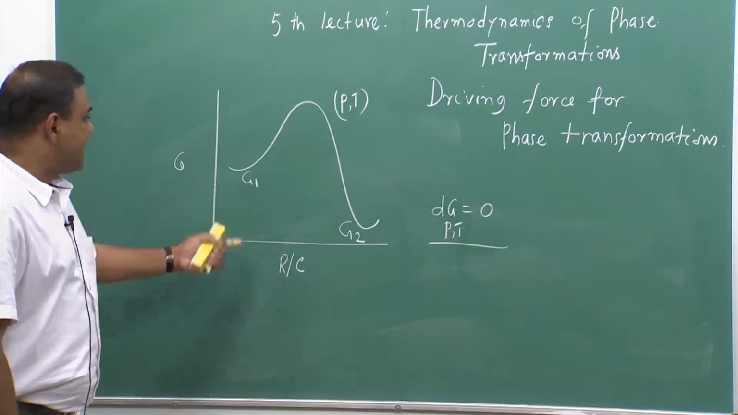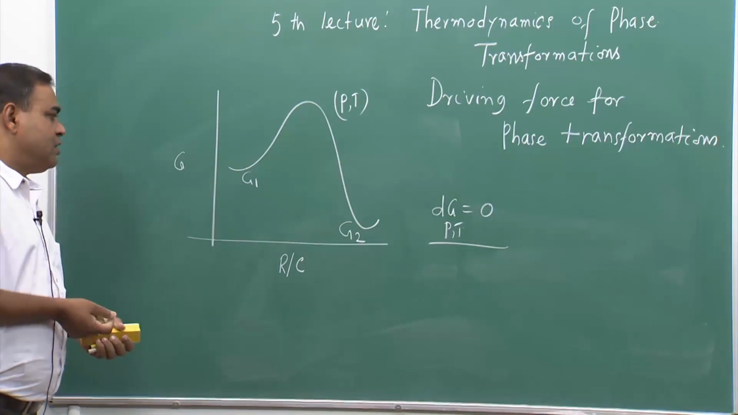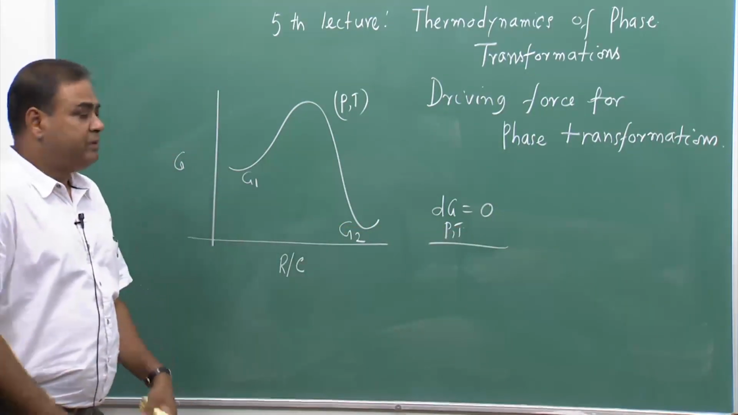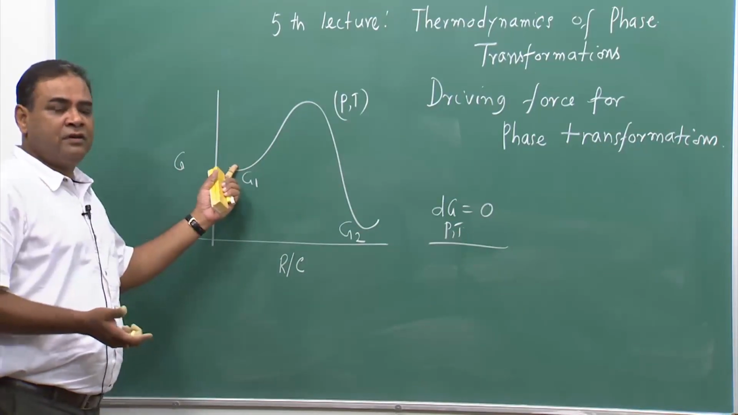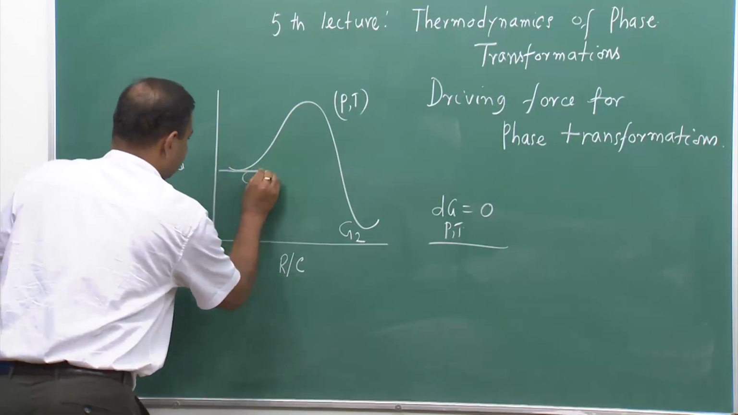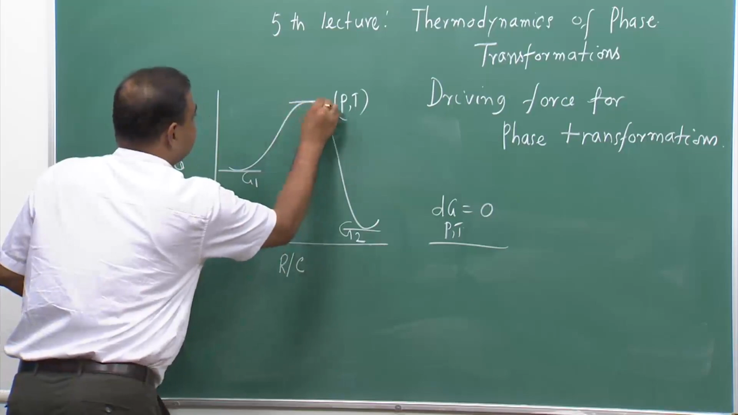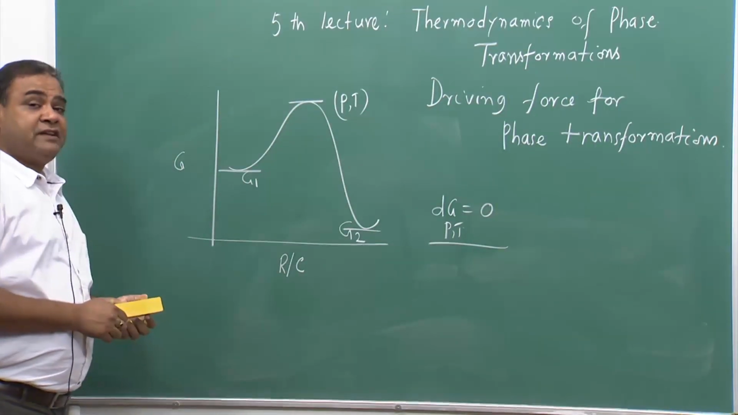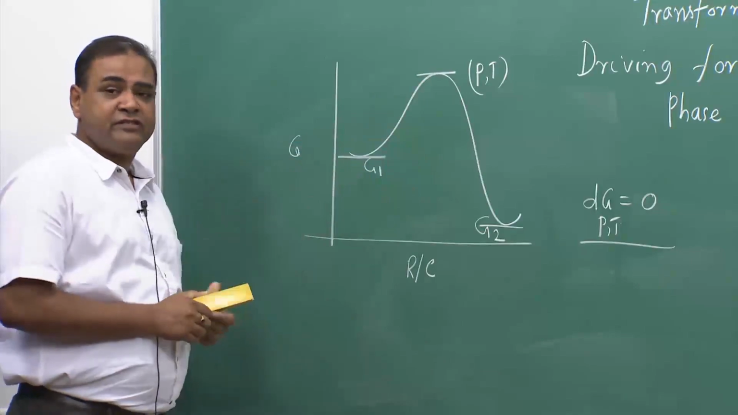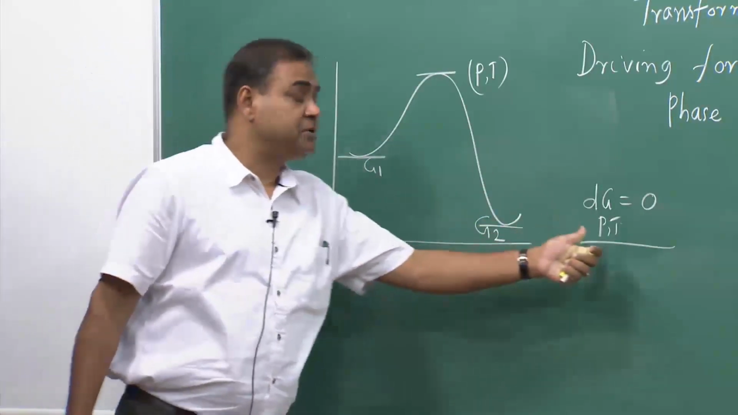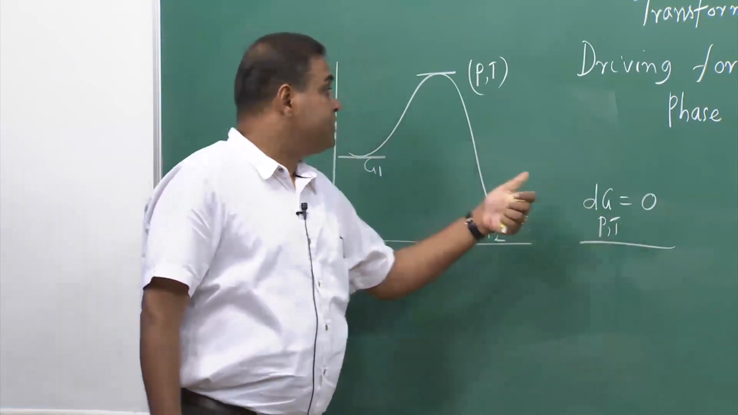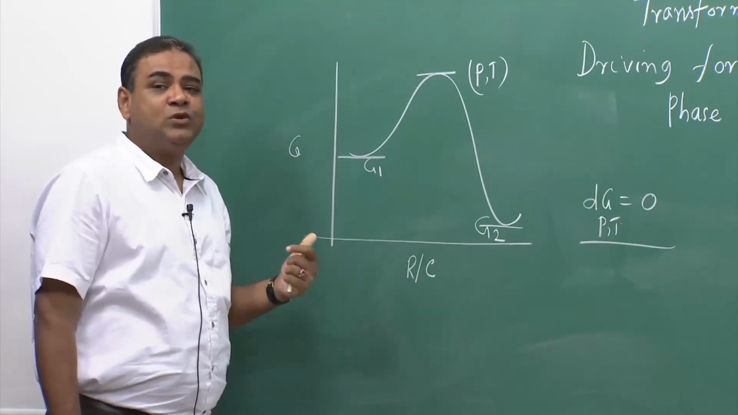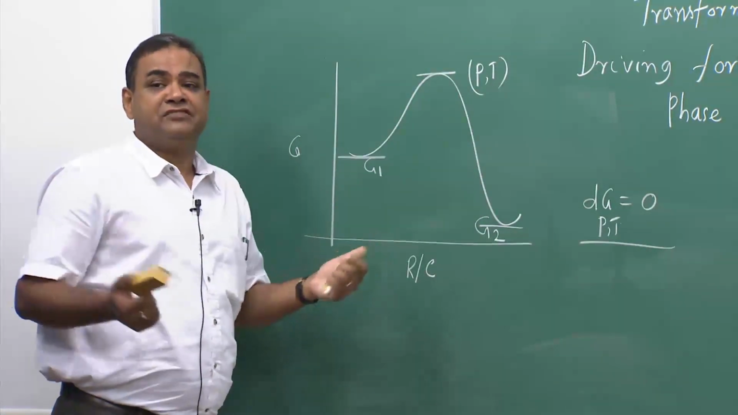Now, I see that there are 3 points where I can have this particular situation, where the slope becomes flat, these 3 points. Does it mean that equilibrium is there at all these 3 points? Yes. As per the theory, as per the concept, we can say that they have reached equilibrium. But that equilibrium can have a different nature.